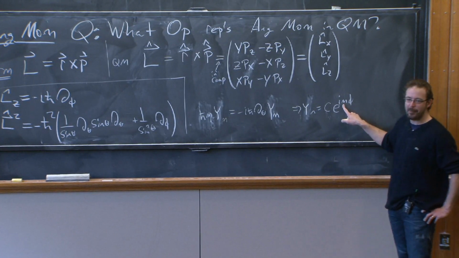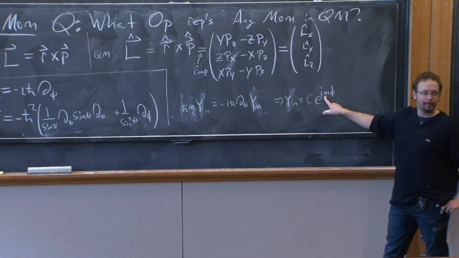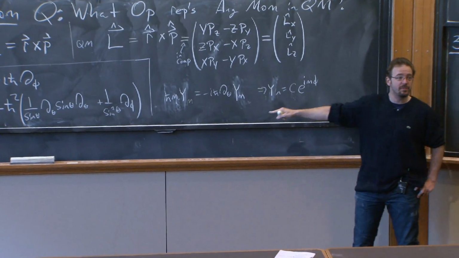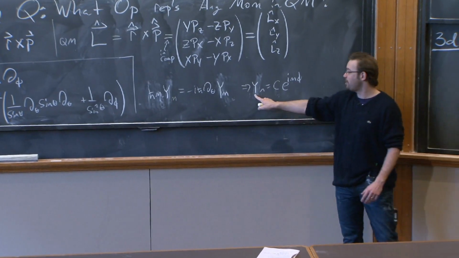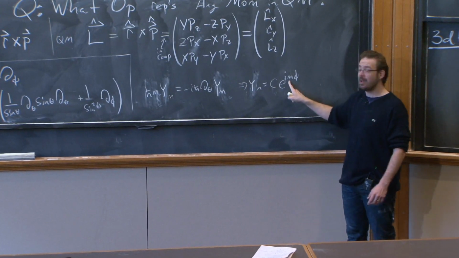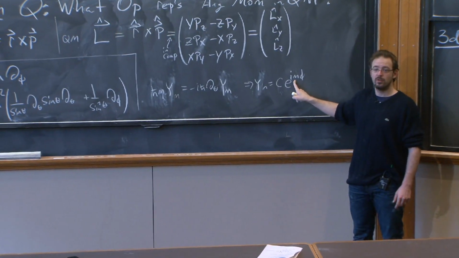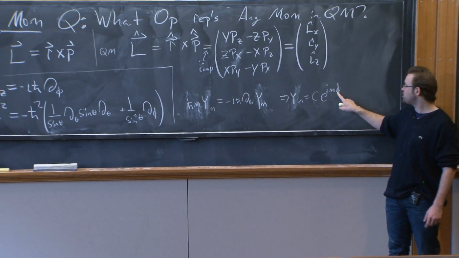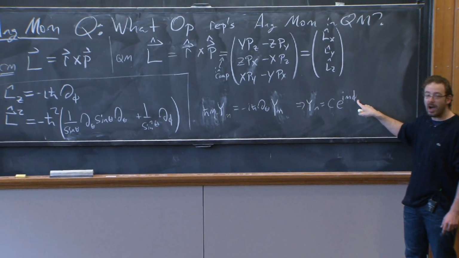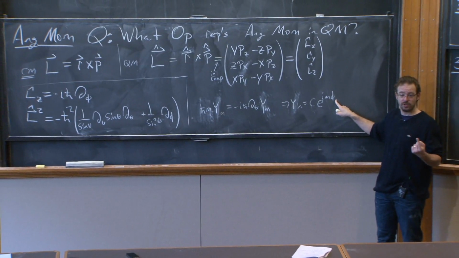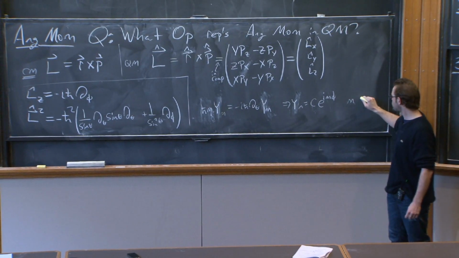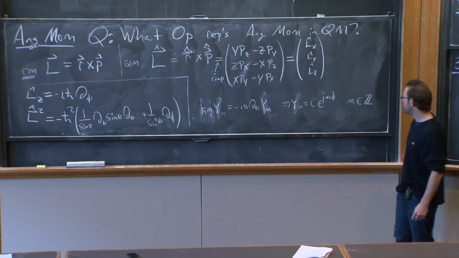But what can you say about m? Well, phi is the variable around the equator. It's periodic with period 2 pi. And our wave function had better be single valued. So what does that tell you about m? Under phi going to phi plus 2 pi, this shifts by i m 2 pi. And that's only 1 to make it single valued if m is an integer. So m has to be an integer.